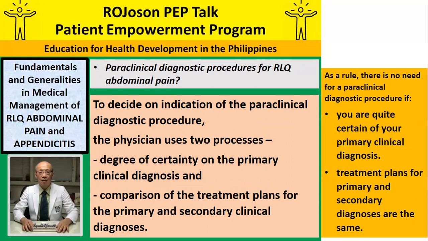So it is assumed that all diagnoses will have to have two, primary and secondary, all the time, because there's no such thing as one and only diagnosis. There's no such thing as a 100% sure clinical diagnosis. As a rule, there is no need for a paraclinical diagnostic procedure if you are quite certain of your primary clinical diagnosis and the treatment plans for the primary and secondary diagnosis are the same. Even though you have different secondary diagnoses, if the treatment plans for both of them will be the same, then you don't need to do a paraclinical diagnostic procedure.